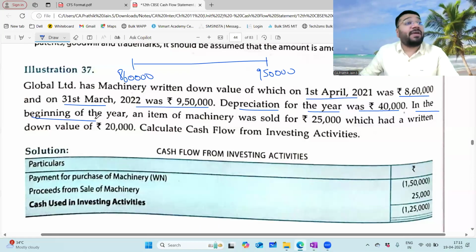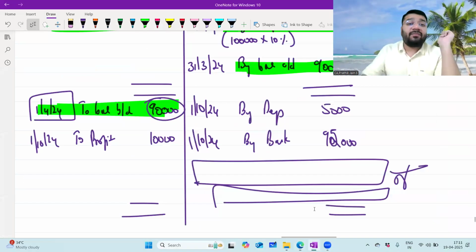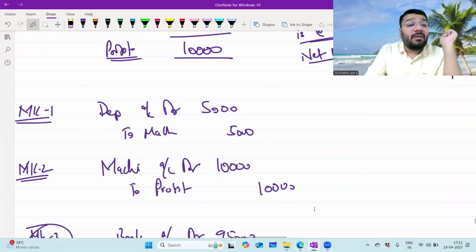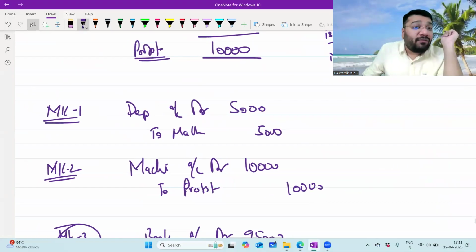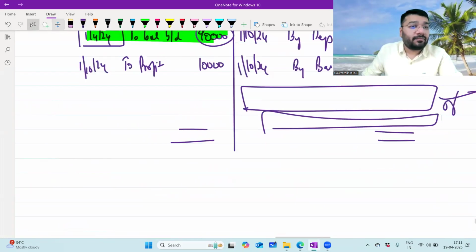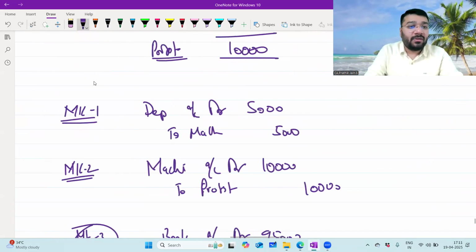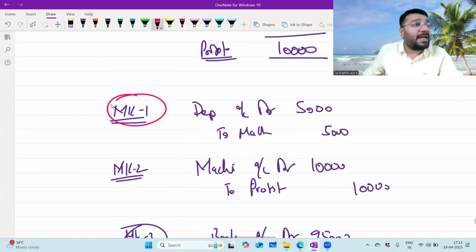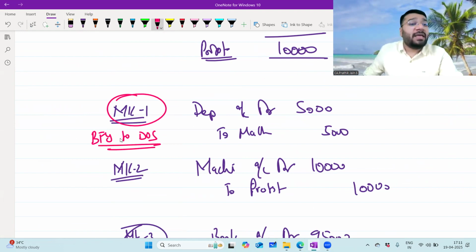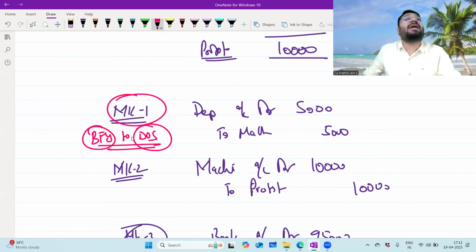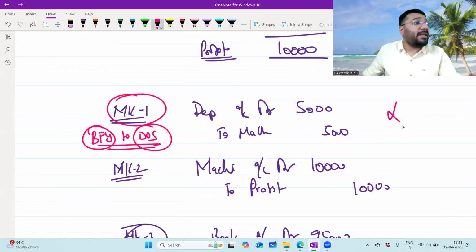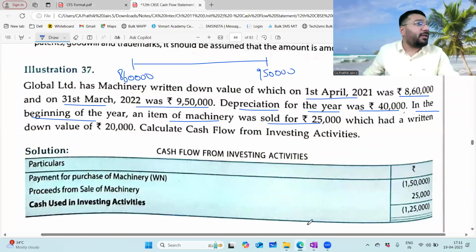In the beginning of the year itself, machinery is sold. Please tell me, if the asset is sold in the beginning of the year itself, will your extra entry come? Extra entry means what? The depreciation for the asset from the beginning of the financial year up to the date of sale of the asset. Here, in the beginning of the financial year itself, I have sold the asset, which means I'm not using the asset at all. So in this scenario, that entry is not there.